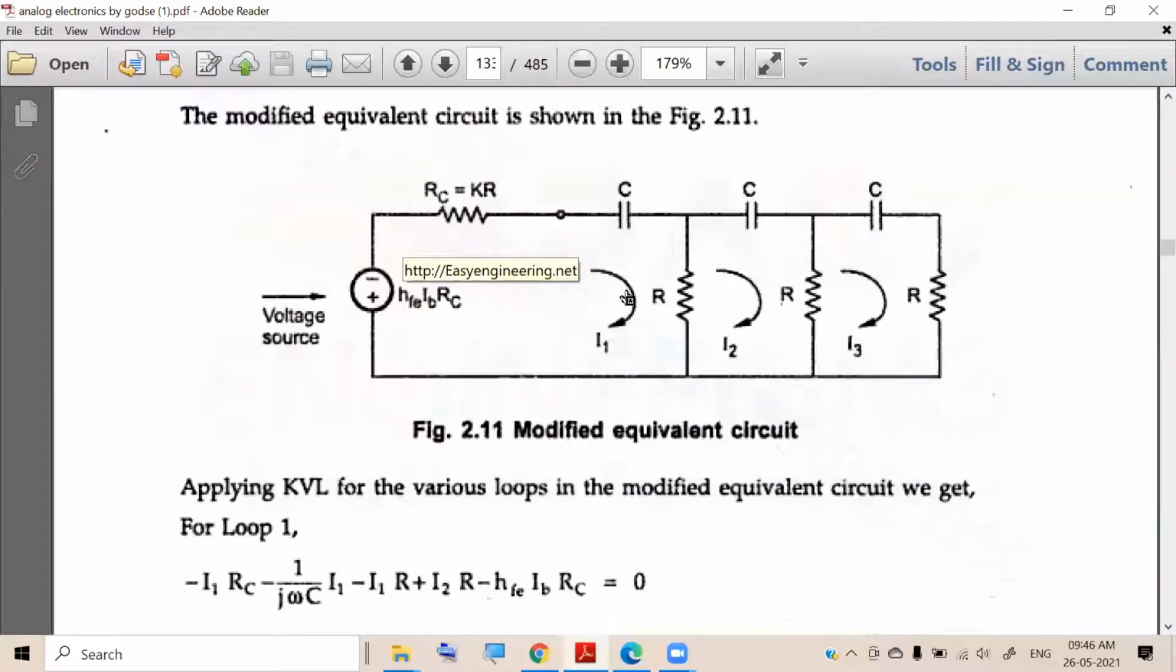Current is flowing in clockwise direction. So whenever the current flows, a potential is generated across the resistor, positive here, negative here. Again, positive here, negative here. And then in the direction of the current, positive here, negative here. Then already positive, negative is there, right? So next we will be writing the KVL equation.